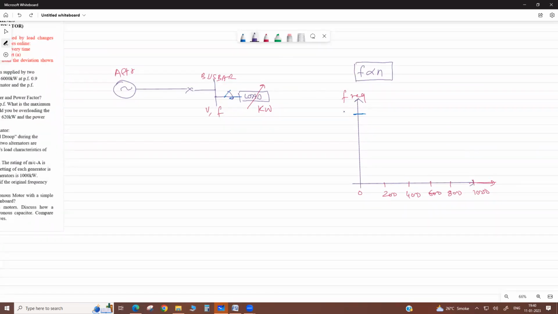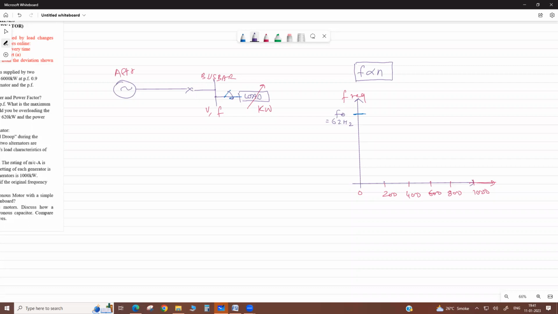So this is your no load frequency, F naught. Suppose at zero load, F naught is 62 hertz, like this. And rated maybe suppose it is 60 hertz, or whatever it is.